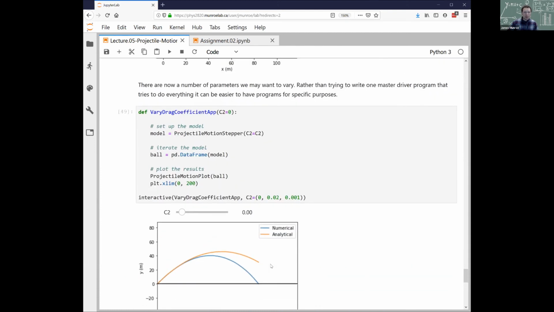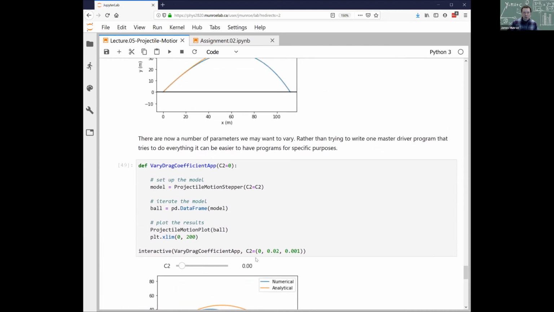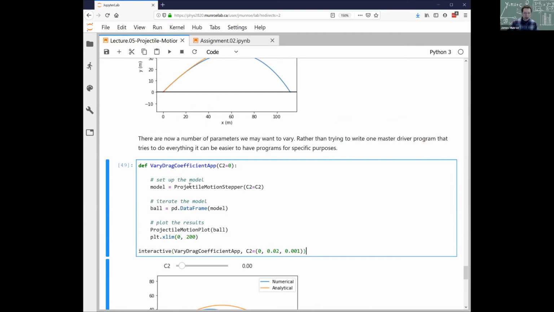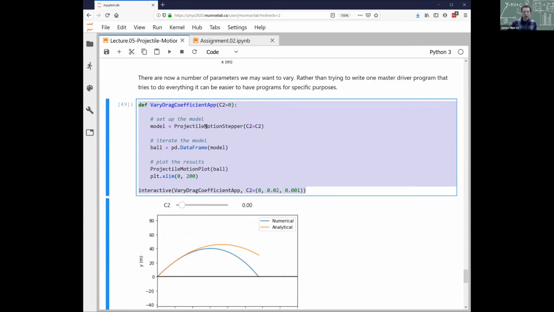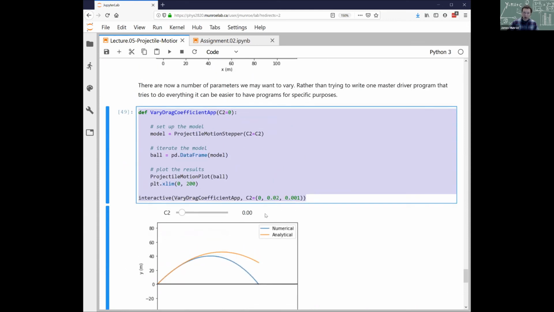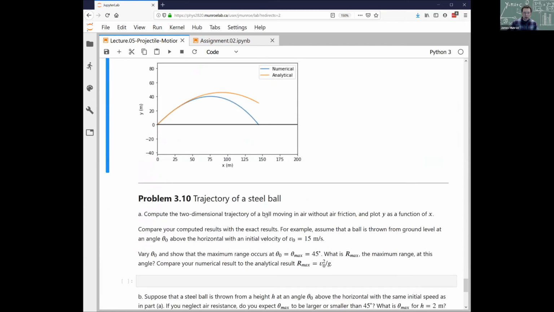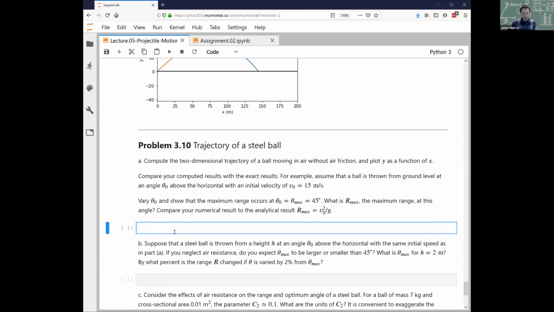So let's go back up, okay? And I'll just pick some code. Okay, I'm going to pick this piece of code. It sounds like a good skeleton or framework to build upon. I don't want to vary the drag coefficient. I'm going to vary the angle, but it gives me the right idea. So I'm going to start with that piece of code.